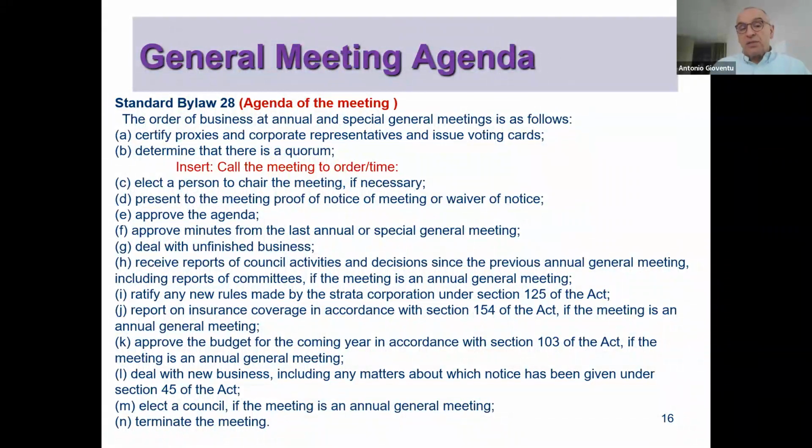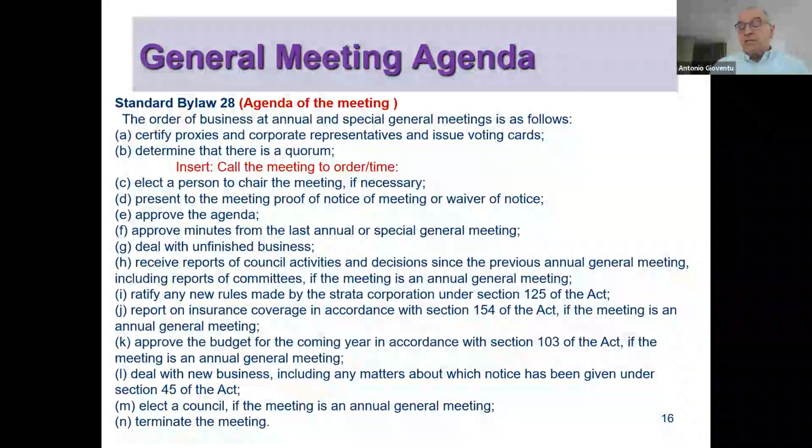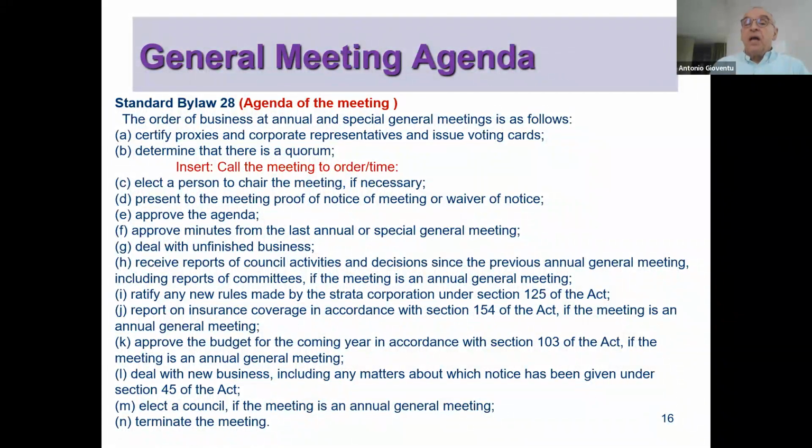And we go through the logical sequence of what's required. Each item provides us with a little hint of the checklist that we require. Approving the minutes from the last annual or special general meeting, for example. Either the minutes were posted at some point for the owners to have a copy of, or you sent them out with the notice of the meeting so they could be approved. Unfinished business, item G, is an item that is rarely ever used. The one occasion it's used is a budget that was not approved at the AGM, which then has to be approved at a subsequent meeting within 30 days.